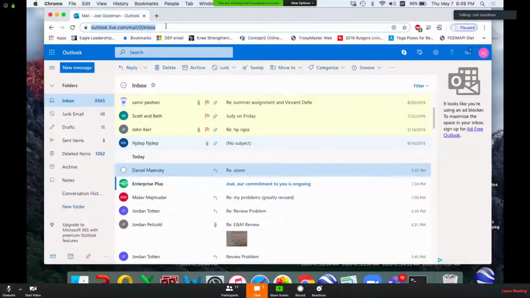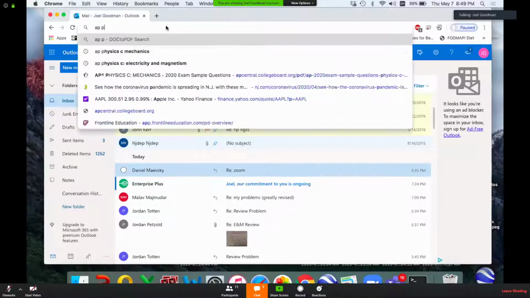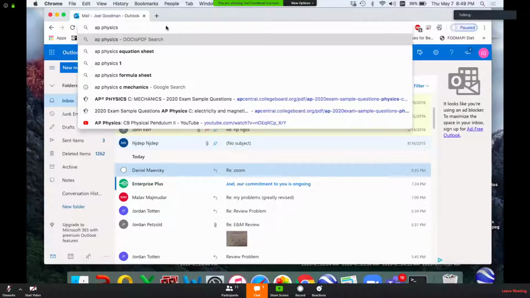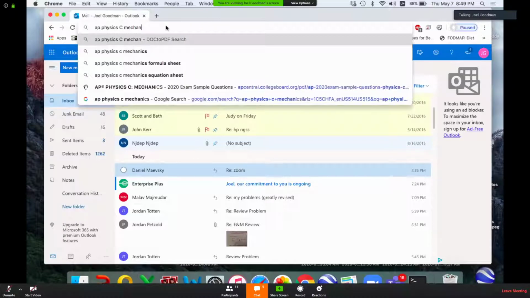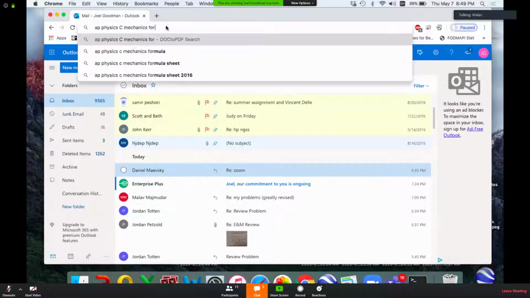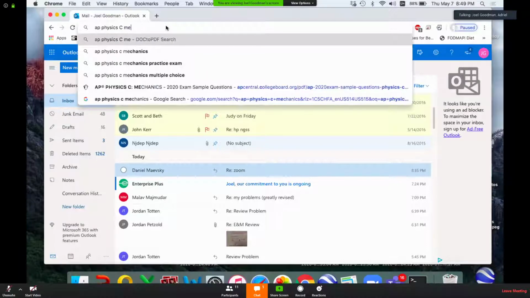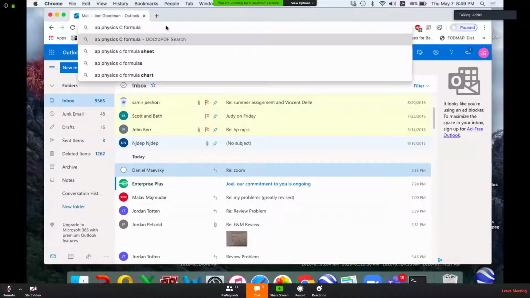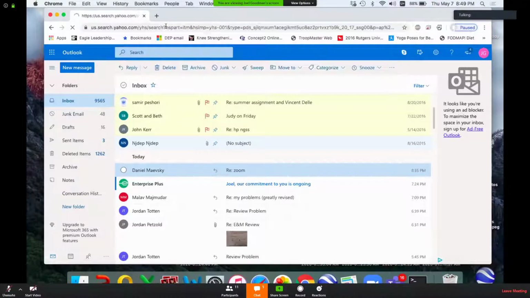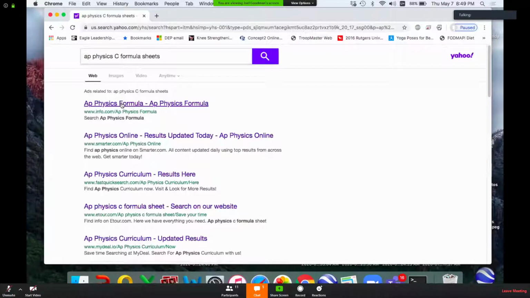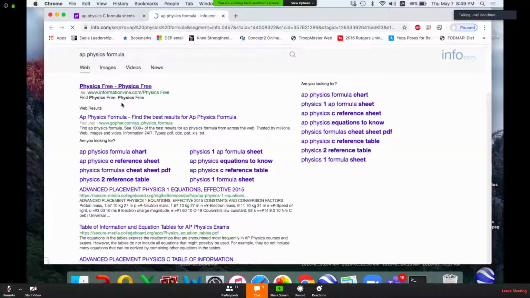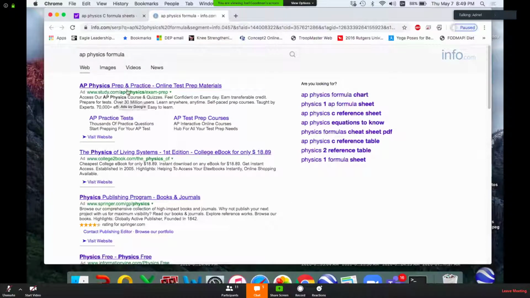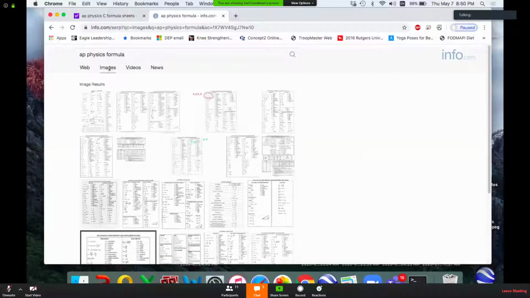I'm going to go up here, and what am I going to type in? AP Physics C, Mechanics. It's the same formula sheet for both exams. Doesn't matter what you put. Oh, it shows 2 columns. Just go into images. Oh, that works too. There it is.